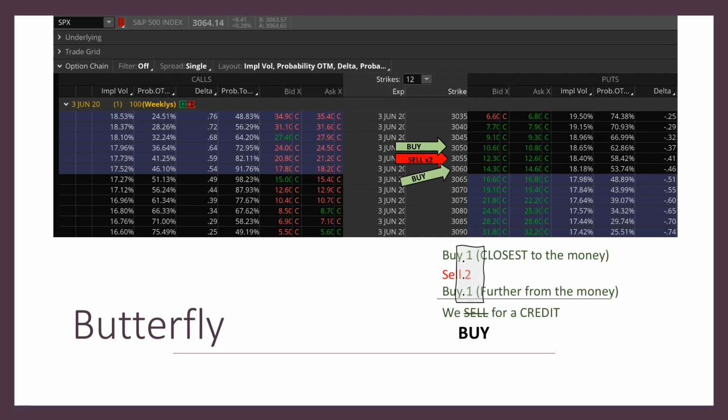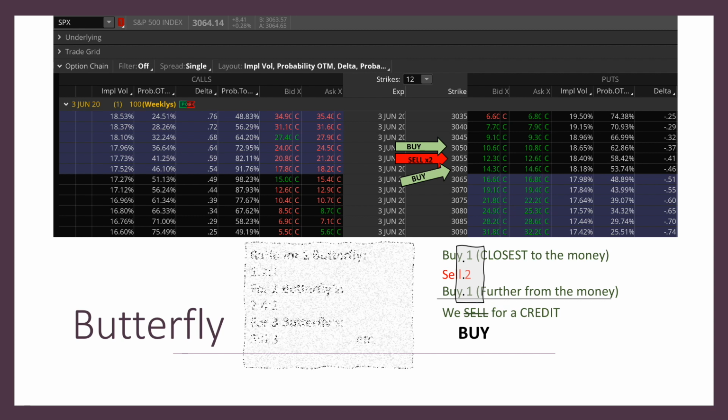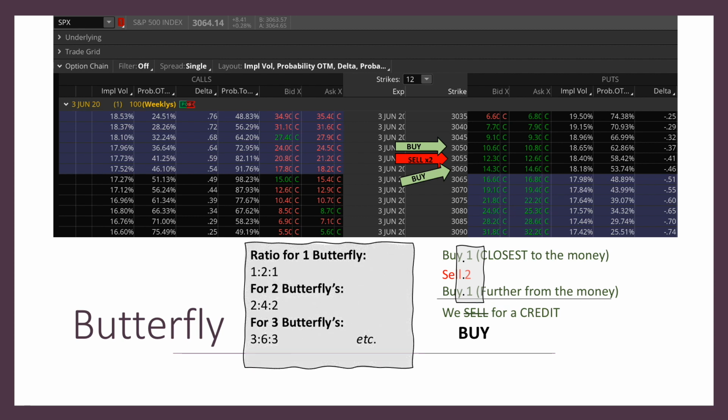Also, I just wanted to notate the ratio here. A butterfly will always be a 1-to-1 ratio. So if you wanted to do two butterflies, it would be 2-4-2, three butterflies, 3-6-3, etc.